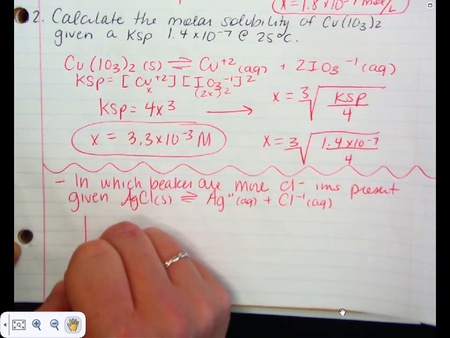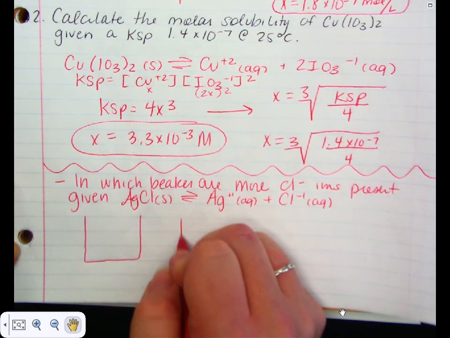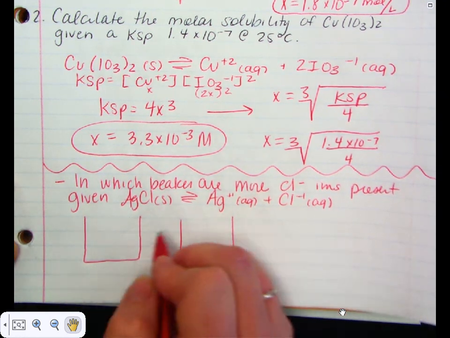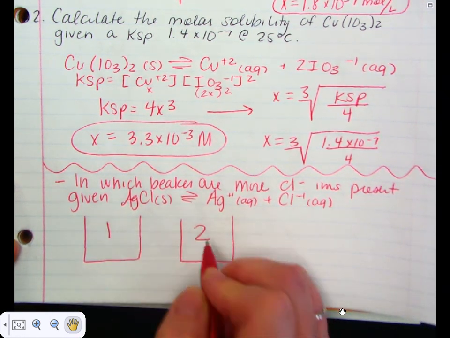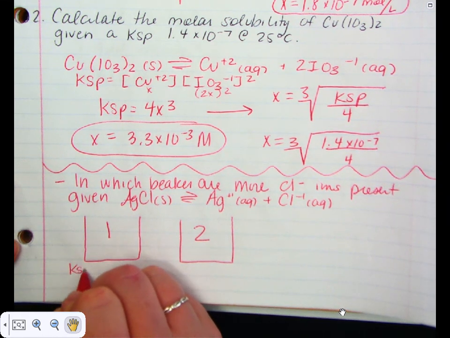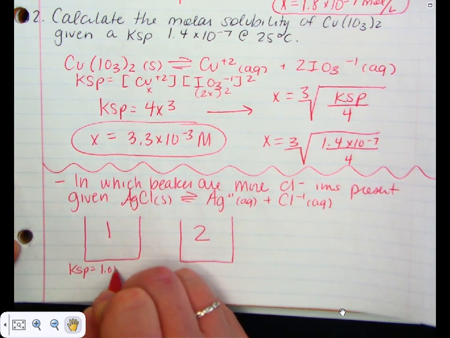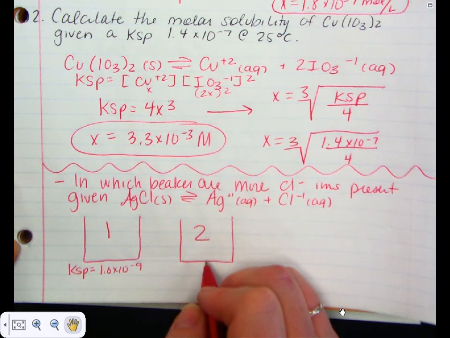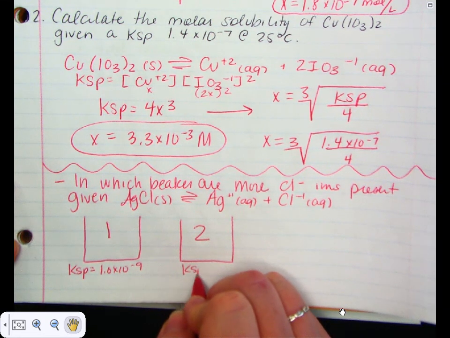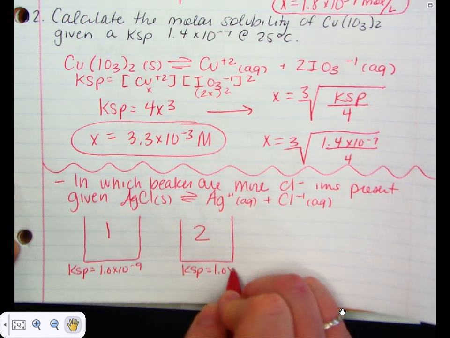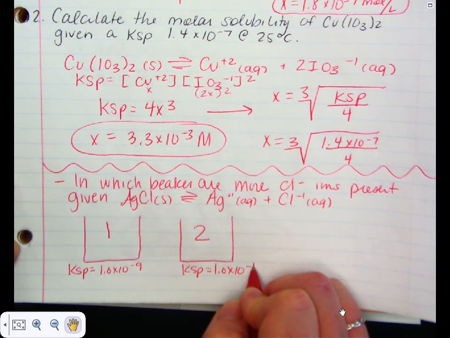And, oh, what beakers? These ones I'm about to draw for you. So 2 beakers. We will call them beaker 1 and beaker 2. And this one has a Ksp equal to 1.0 times 10 to the minus 9. This has a Ksp equal to 1.0 times 10 to the minus 17.